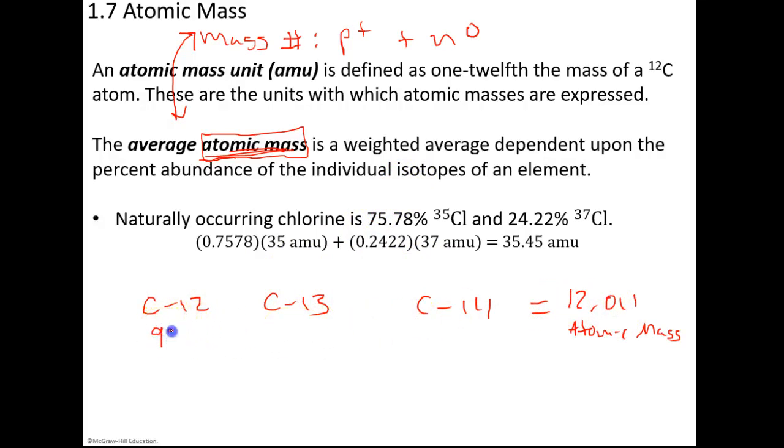Well, roughly 99% of all carbon is carbon 12. Roughly 0.9% of all carbon is carbon 13, and roughly 0.1% of all carbon is carbon 14. So if you were to take 99% of carbon 12, so if you take 12 times 0.99, I'm going to do it in the calculator here so I get exact numbers, you get 11.88.